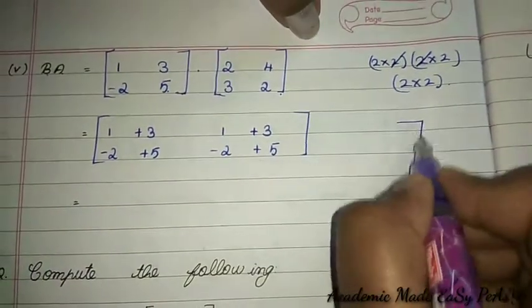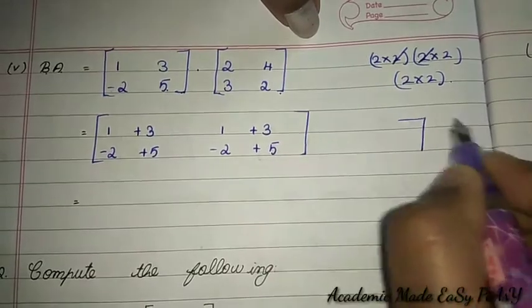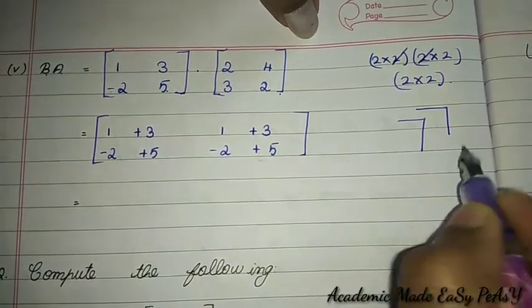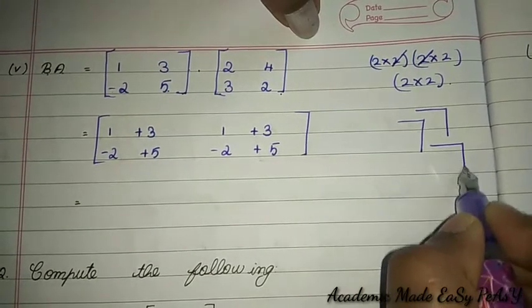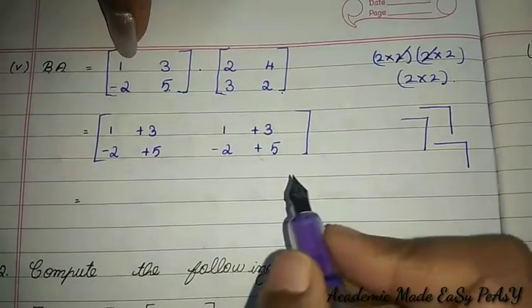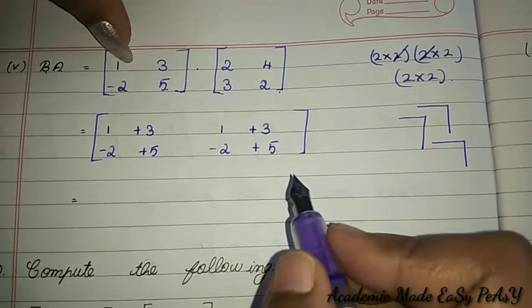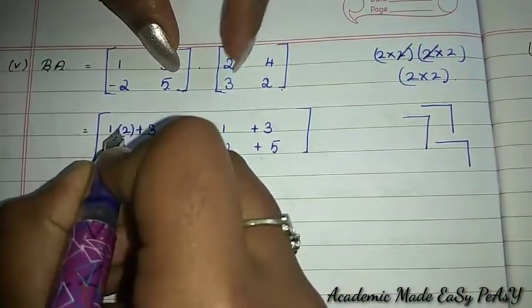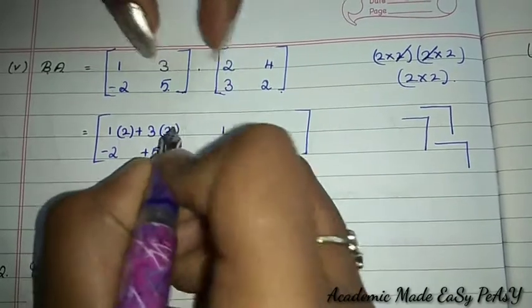That is the 7 method. 7 method means what? First we will be going like this, then only like this. So that is first row, column. So first row, first element with first element, that is 2. Second element with second element, 3.